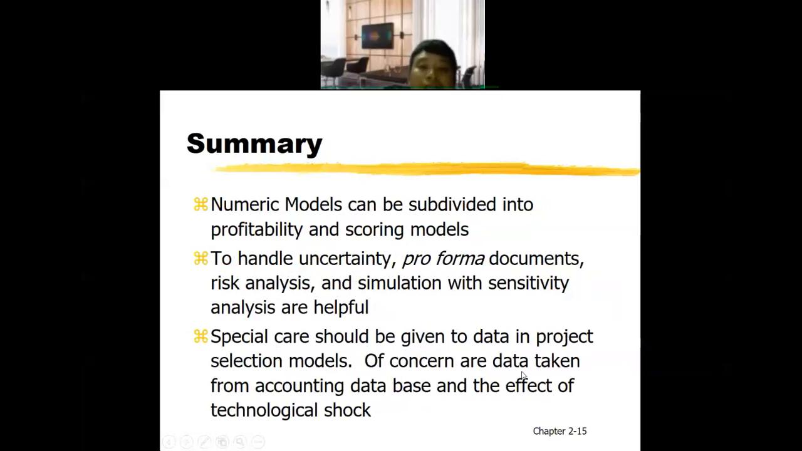Numeric models can be subdivided into profitability and scoring models. This is more like the business model. To handle uncertainty, pro forma documents, risk analysis, and simulation with sensitivity analysis are helpful. Special care should be given to the data in project selection models. Of concern are data taken from accounting databases and the effect of technological shock.